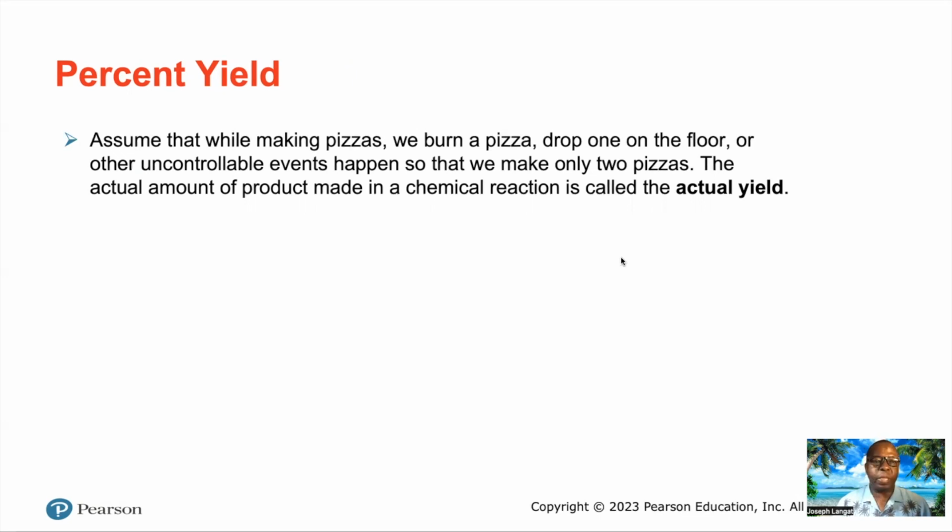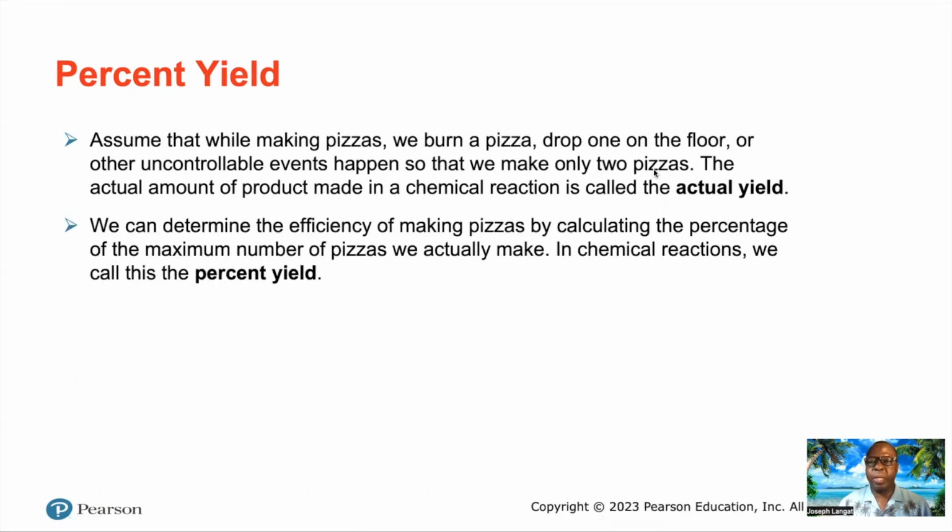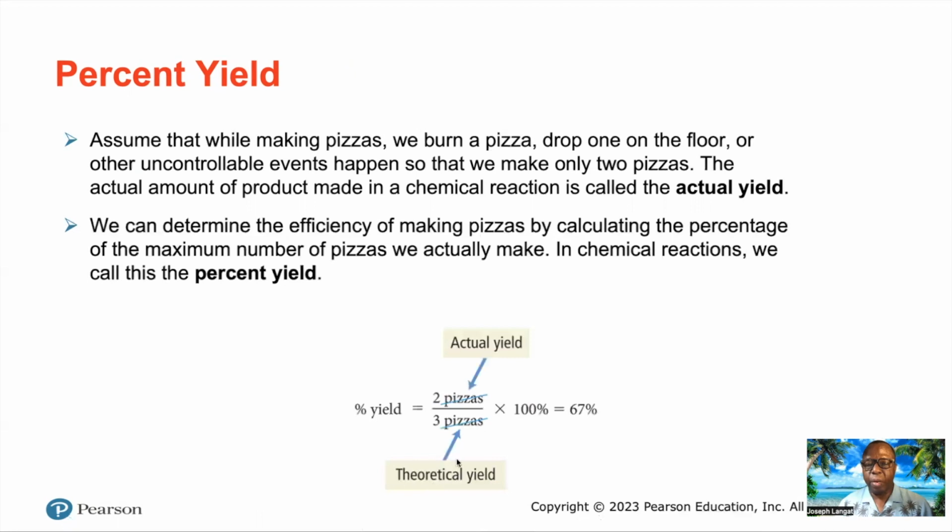To calculate the percent yield, right here, it is the actual over theoretical times 100. I know you know this equation. Percent yield of any reaction is the actual at the top over the theoretical, and theoretical you calculate from the limiting reagent and the balanced equation, times 100. So in this case, it's 67% yield because one of them just got burned.